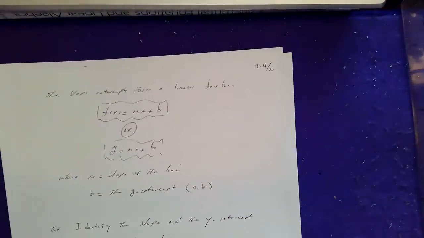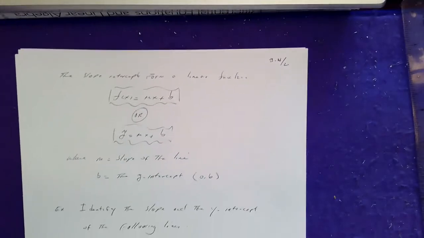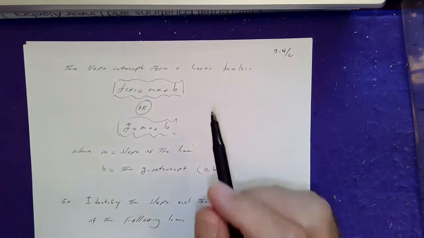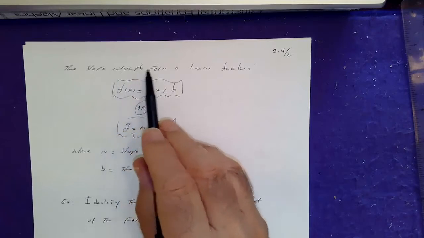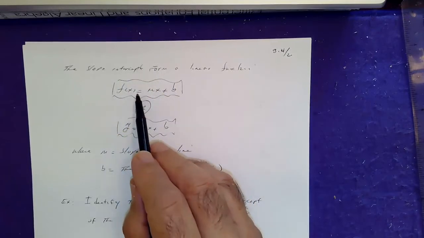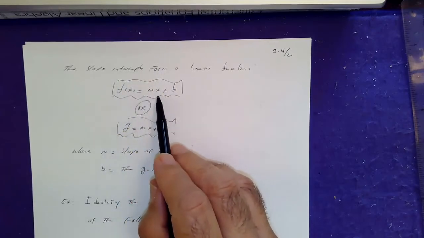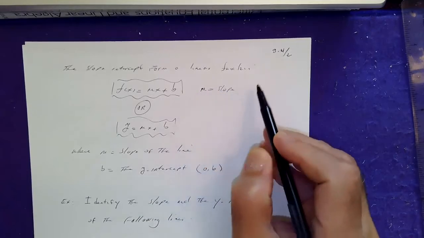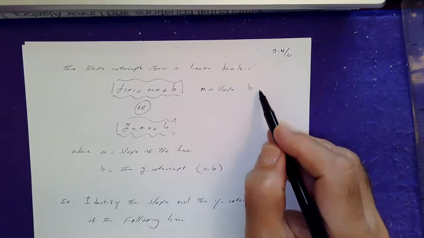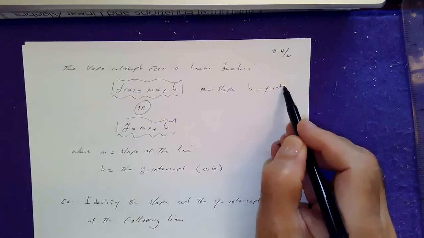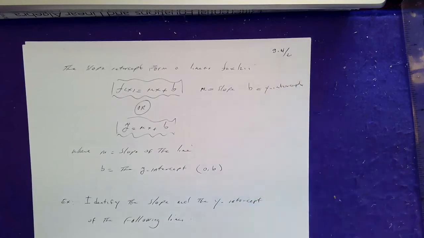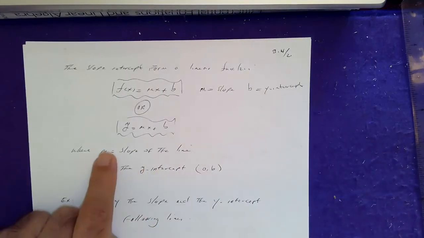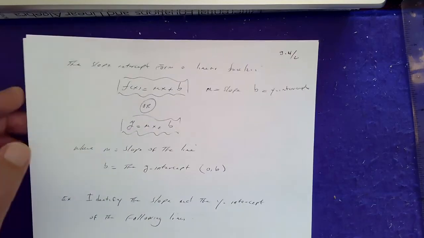Very nice. Now, one of the useful forms of the equation of a line is slope-intercept form, which is denoted by f of x equals mx plus b, where m is the slope and b is what? The y-intercept. That's where the line crosses the y-axis, and m is how steep the line is, correct?